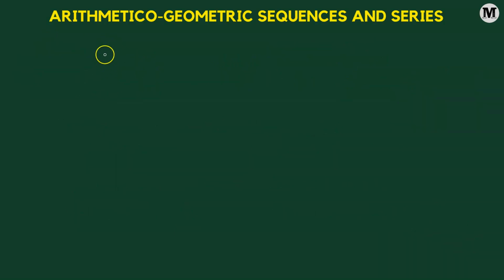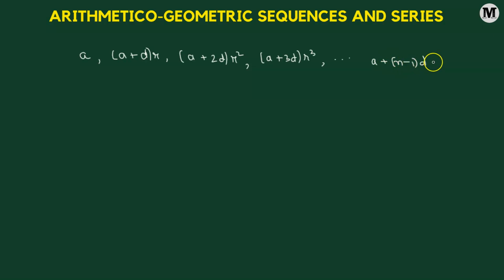So we have now established the fact that if we consider the first term to be a, followed by the second term, which is a plus d multiplied to r, then the third term, that's a plus 2d multiplied to r squared, followed by a plus 3d multiplied to r cubed. This keeps on continuing till we reach the nth term, which is given by a plus n minus 1 times d, whole multiplied to r raised to the power of n minus 1.